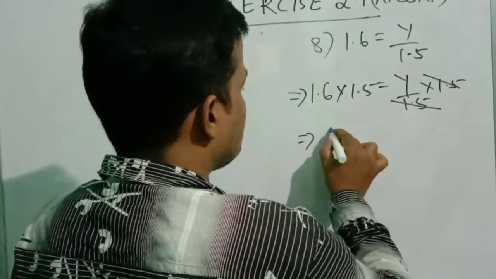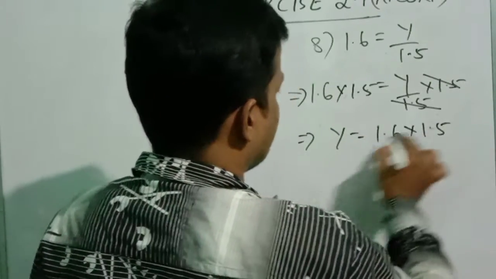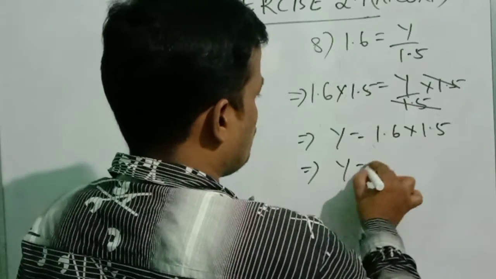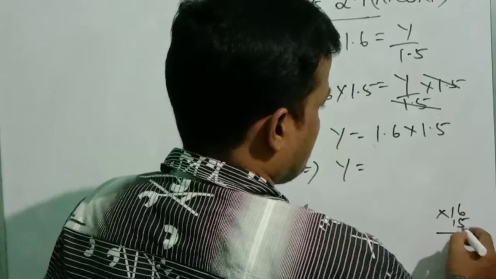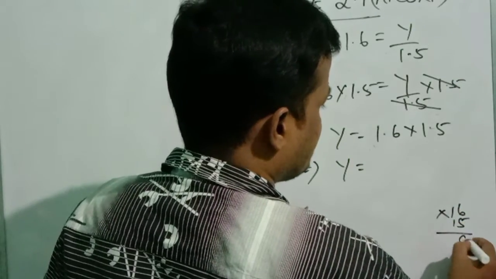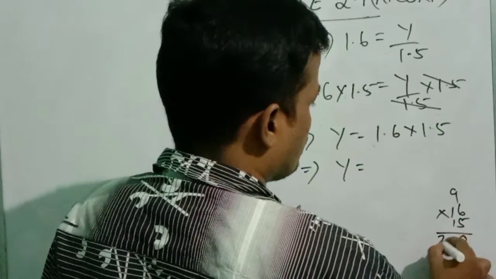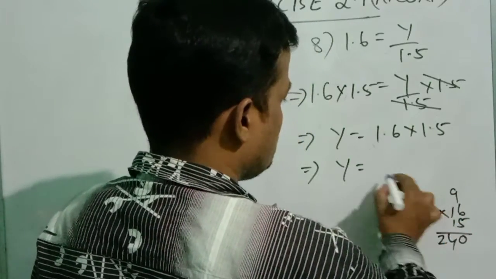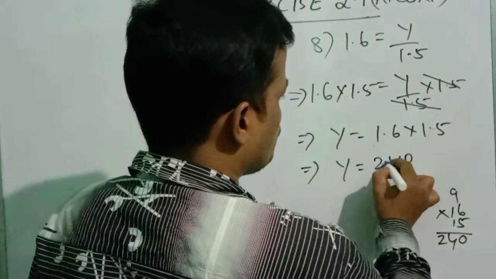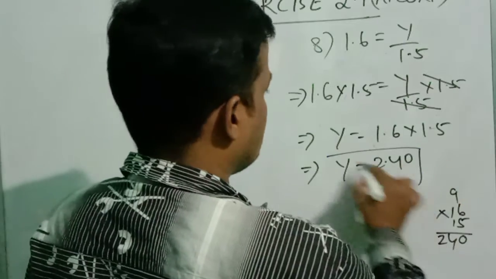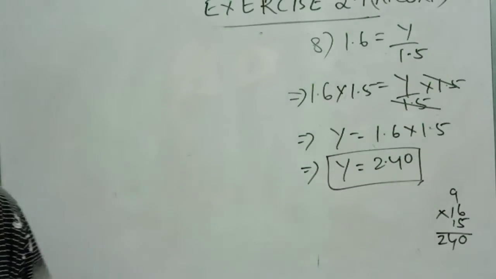Now we are getting y equal to 1.6 into 1.5. Now multiply 16 with 15. 15 6s are 90, 15 1s are 15, 9 plus 15 is 24. So write 240. One decimal place here, one decimal place here, so put two decimal places. So this is the result of this equation.